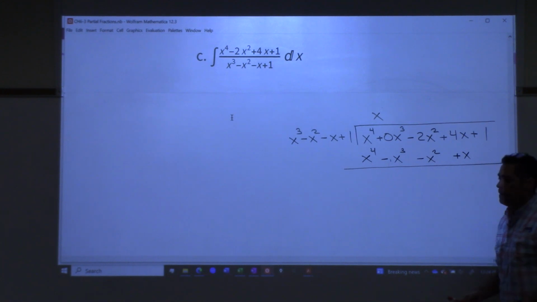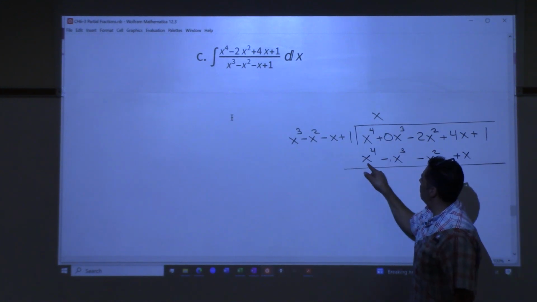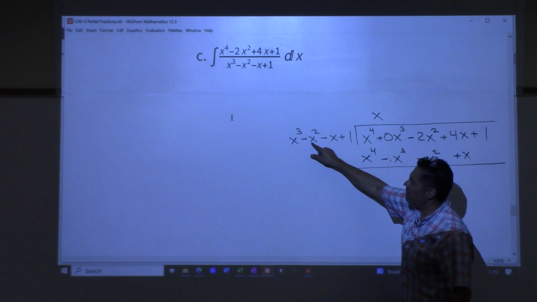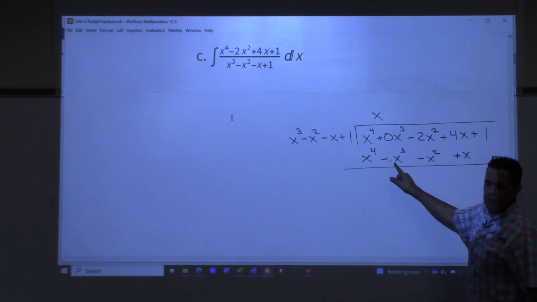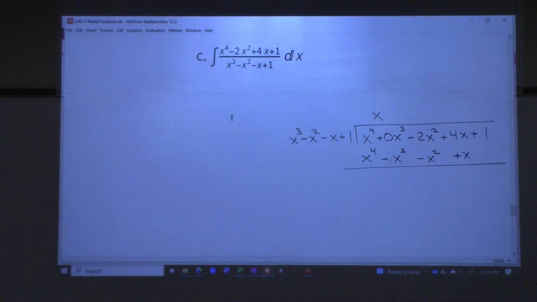Why is the x cubed subtracting again? Well, this times this is x to the 4th, right? This times this is negative x cubed, right? And then negative x squared, and then we're good? And what are we dividing it by? We're dividing it by the denominator, the bottom. Yes.